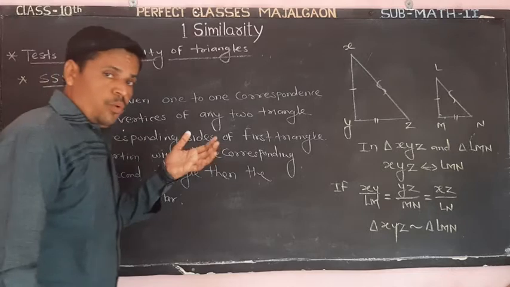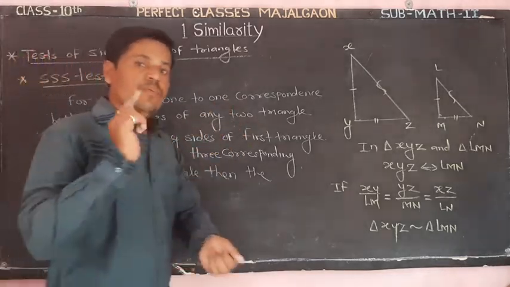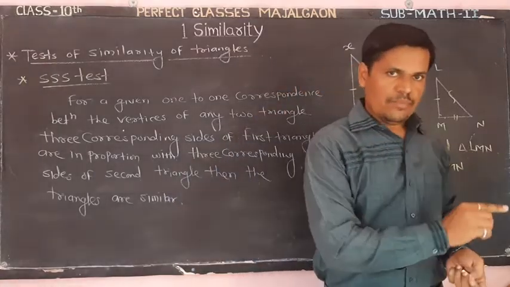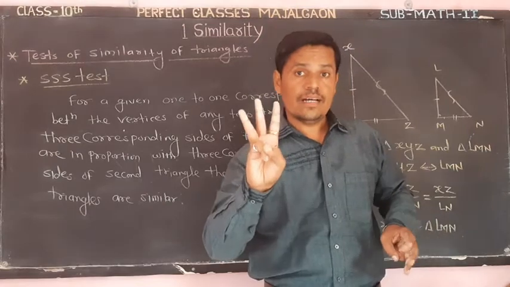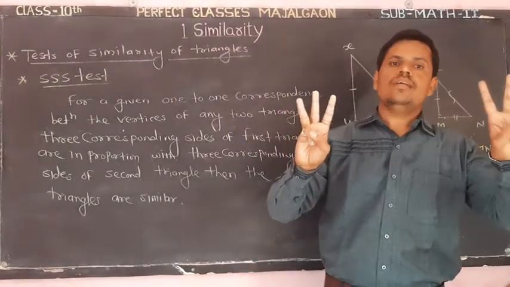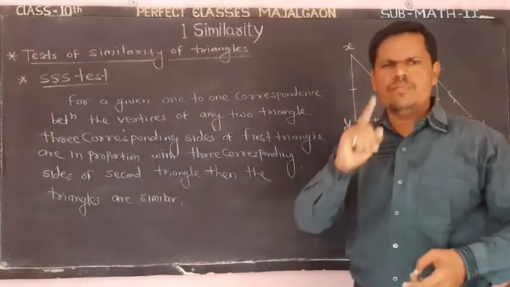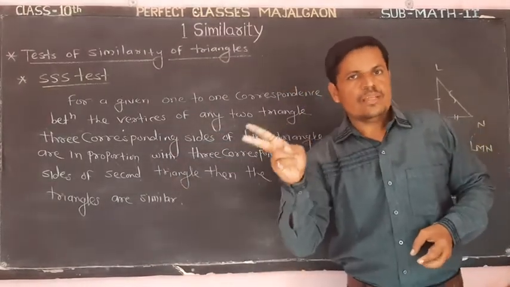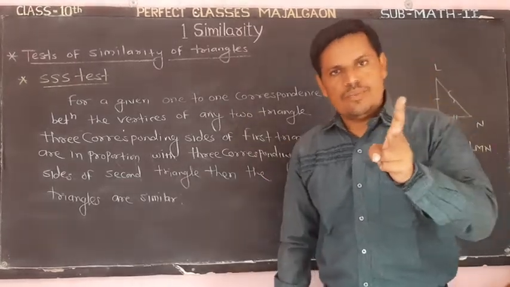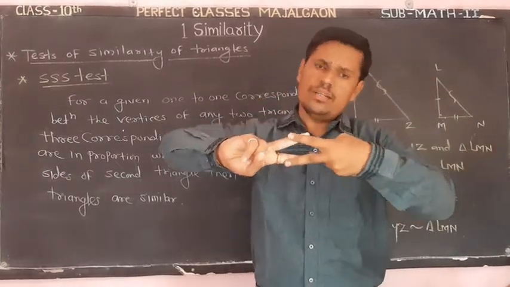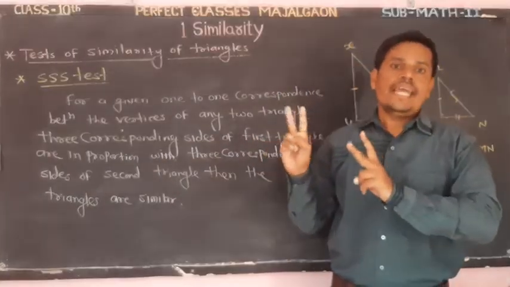There are four tests, three main and one sub test. Which are the tests? The first test is angle. Three angles of the first triangle are congruent to the three corresponding angles of the second triangle. Then the triangles are similar. This is the first test. Two corresponding angles of the first triangle are congruent to the two corresponding angles of the second triangle. Then they are also similar, by the test of AA, angle.